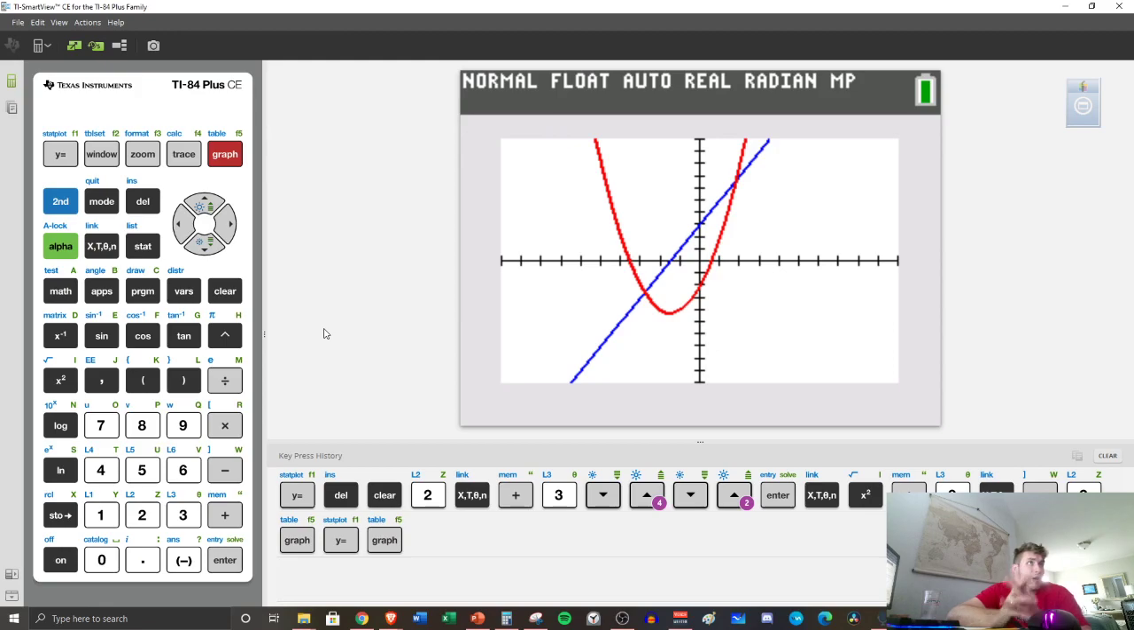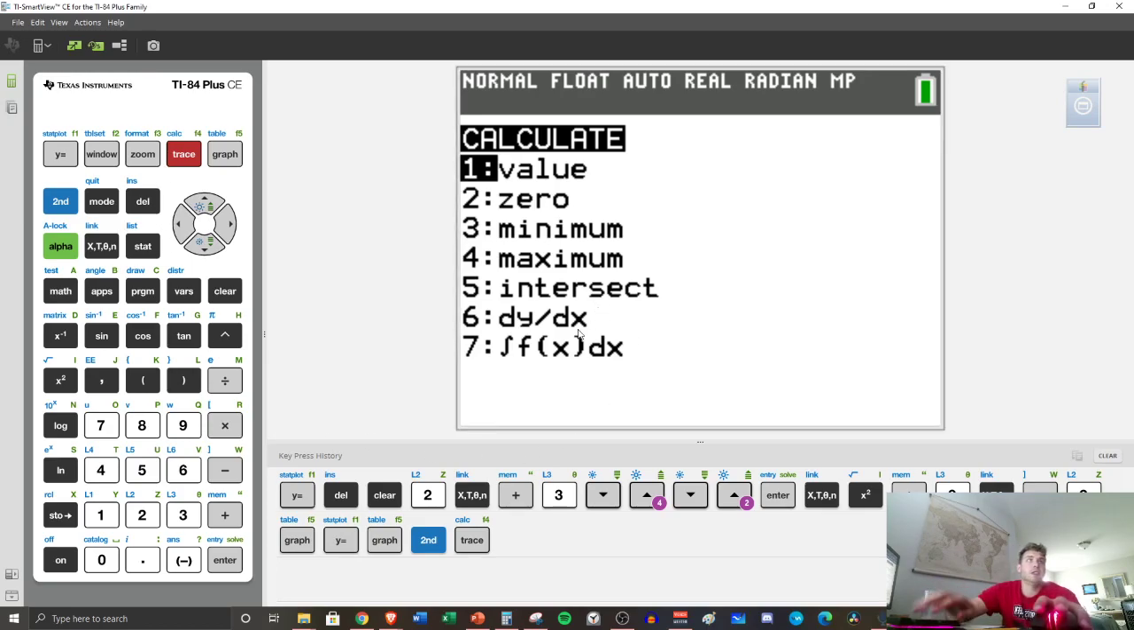If you're on an Inspire, you just press Menu, Analyze Graph, and then you'll see intersection. That's what we want. For those using the 80 series, you're going to press second, and then the trace button, which says calc. And you see number 5 here, intersect. That's what we're looking for, so hit enter on that.